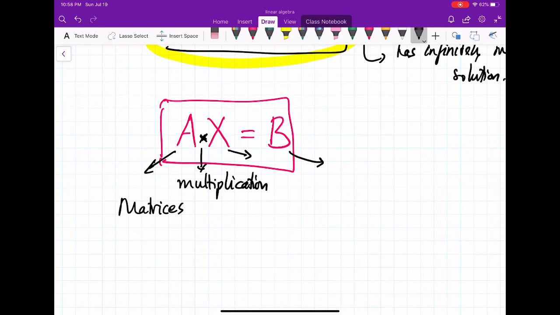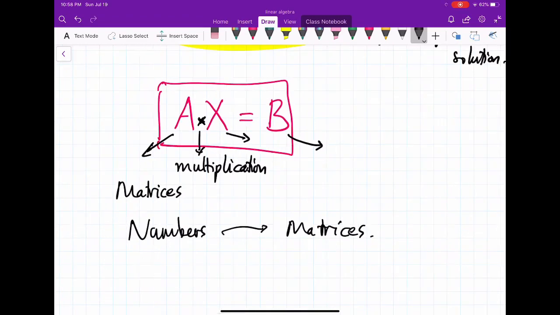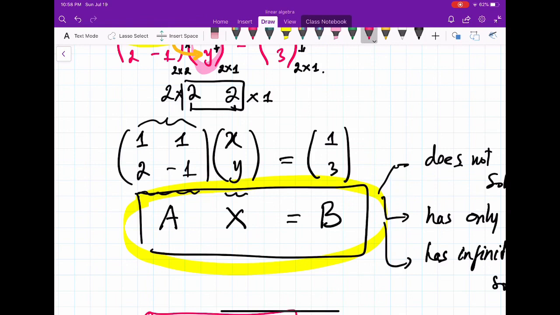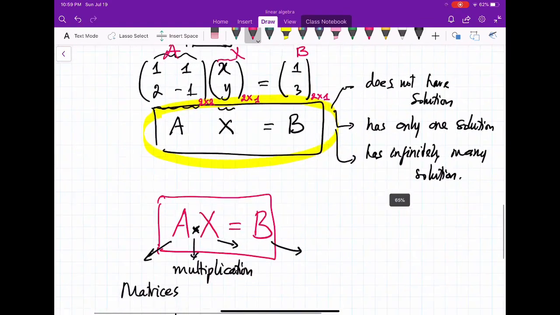You see, we go from numbers to matrices, that means to arrays. So now we deal with arrays. This is matrix A, this is matrix X, and this is matrix B. And you may determine the size of a matrix. Like in this case, you have 2 by 2 because you have 2 rows and 2 columns. Here you also have 2 rows and 2 columns. So I write 2 by 1, and here I have 2 rows, 1 column, 2 by 1. That's it. So you may define matrix multiplication.